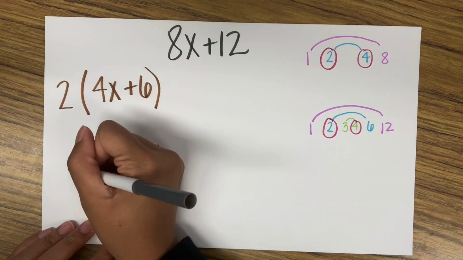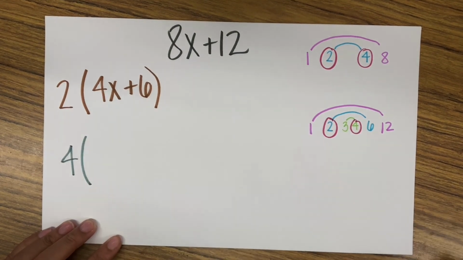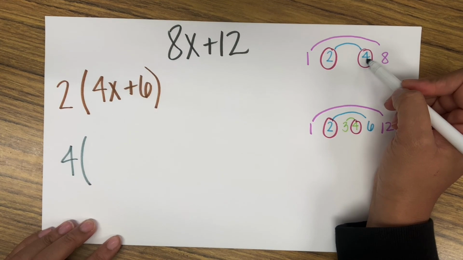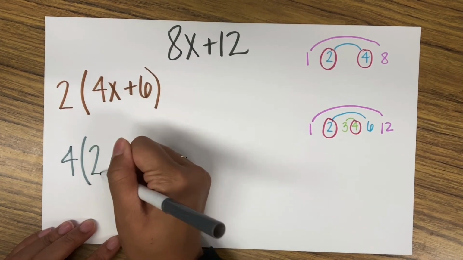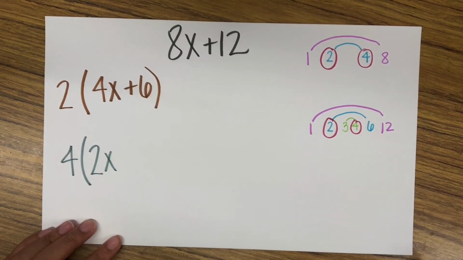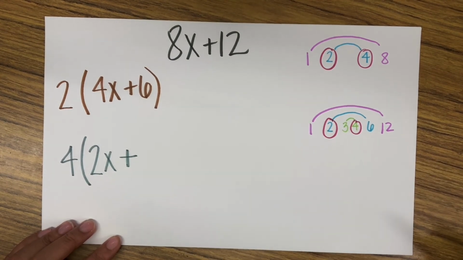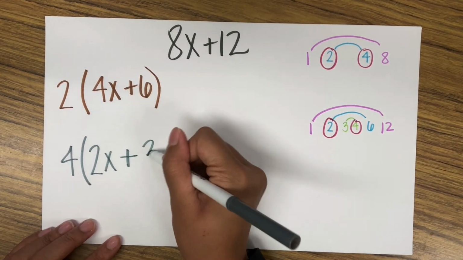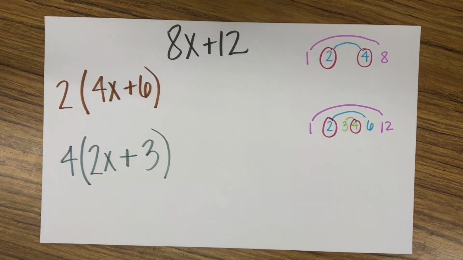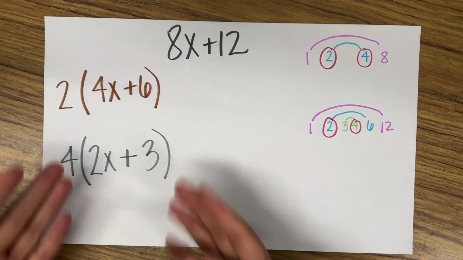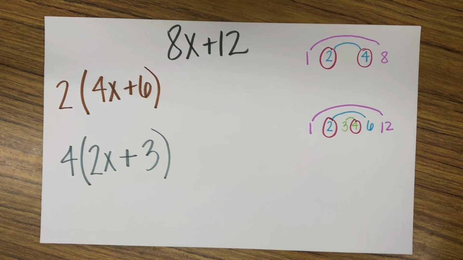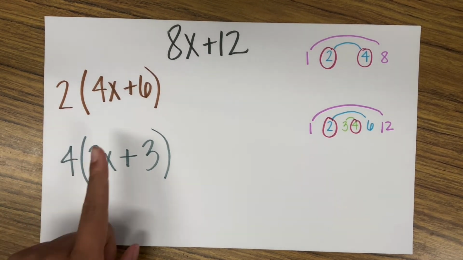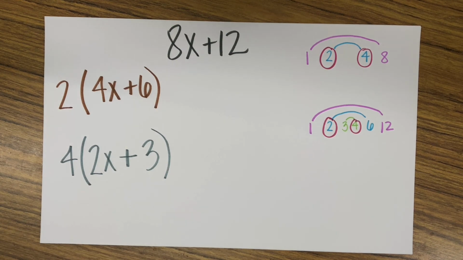My other option is 4. If I pull a 4 out of an 8, I am left with 2, and there is still an x, plus. If I pull a 4 out of a 12, I am left with 3. Both of these are completely acceptable, 100% correct. You only need to choose one of these to type into your purple box.